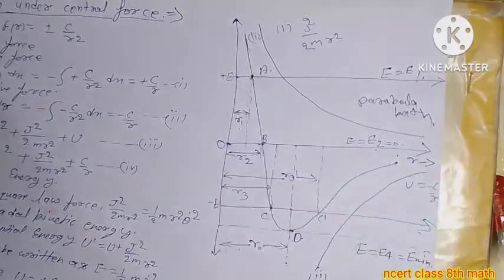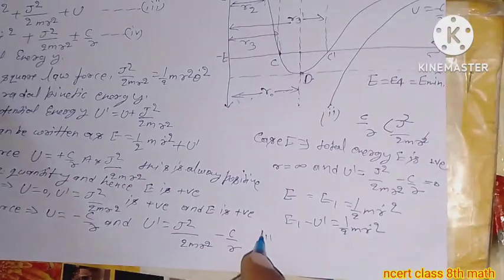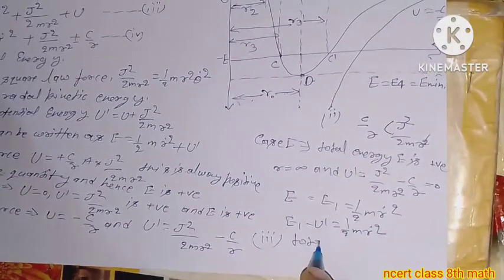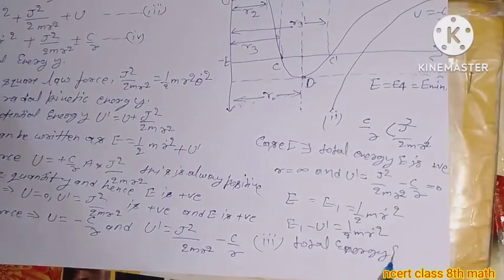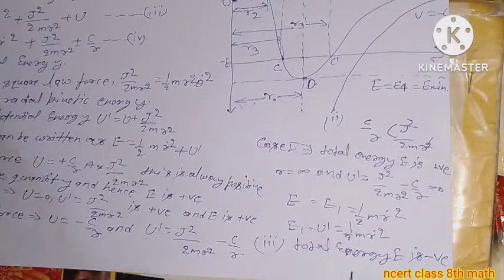Parabola path. And case number three: total energy E is negative. In this case, we shall deal with two different situations. First, suppose the particle has a total negative energy E equal to E3.